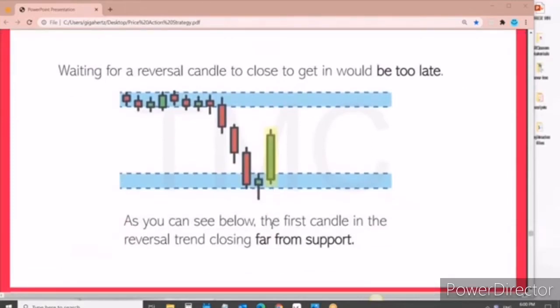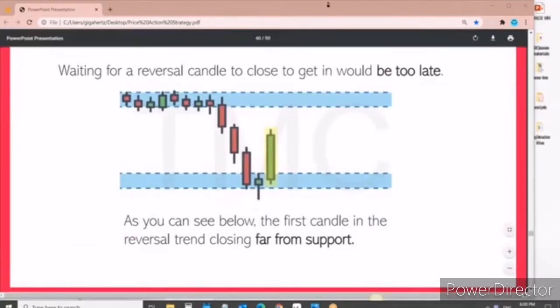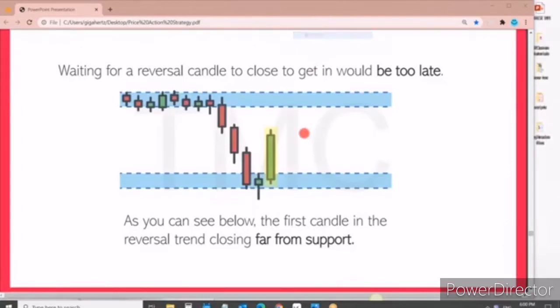So, waiting for reversal candle to close to get in would be too late. This is already too late. Bakit siya too late? Kasi nandito na yung price. Kumbaga, ito at saka dito ka na lang banda. So, yung kita mo, ito na lang. So, mababa lang ang kikitain mo pagka ganyan. So, this means you miss out a lot of potential. Which obviously, it's not good.